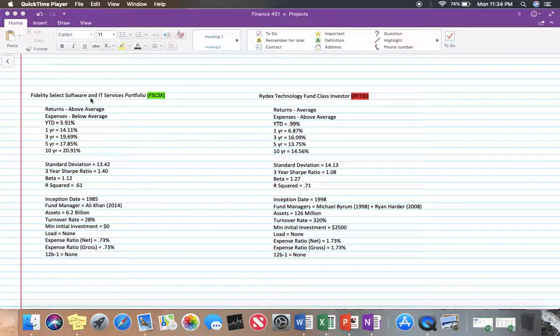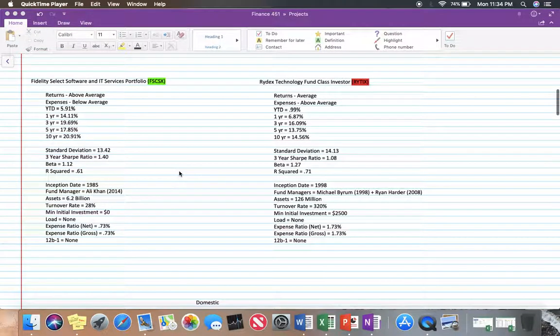But as you can see, Fidelity has a pretty conservative beta value. And then R squared is just correlation with markets. So as markets move up or down, how much are the markets and these funds correlated? As you can see, the Rydex Technology Fund is more correlated with markets, where the Fidelity Fund isn't.